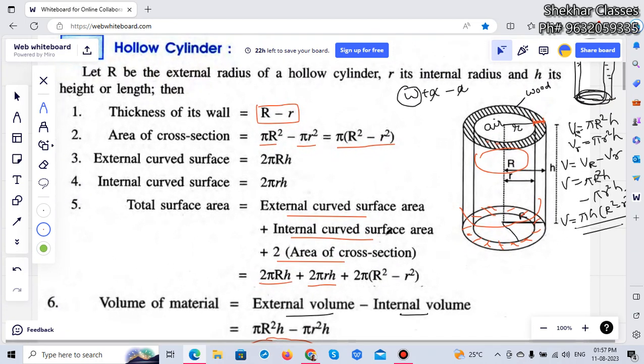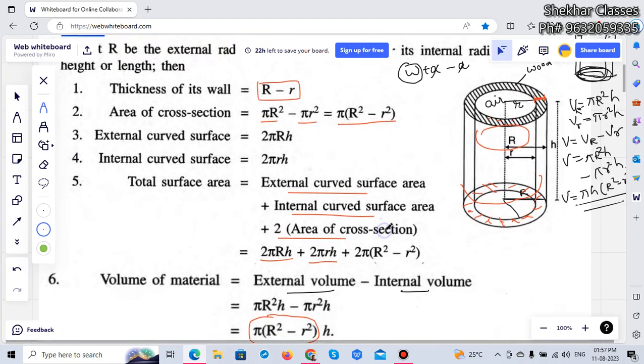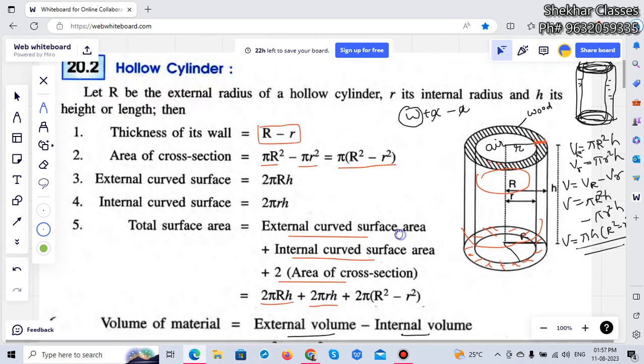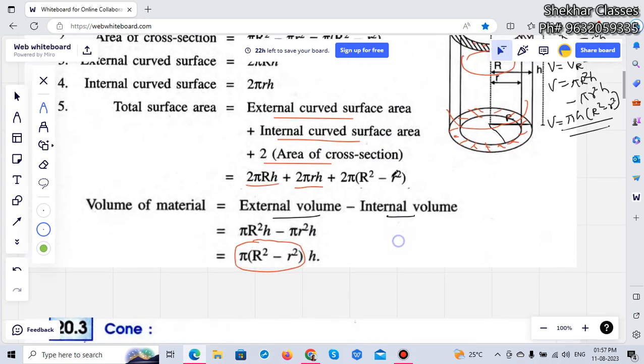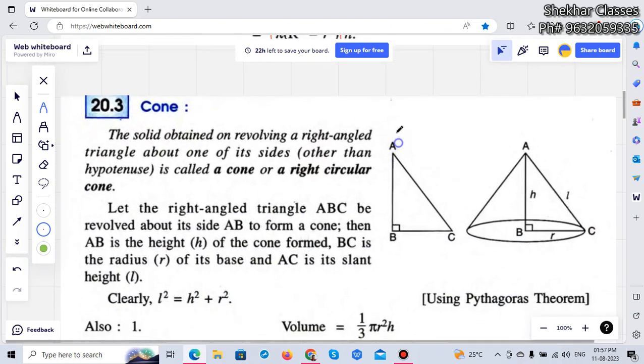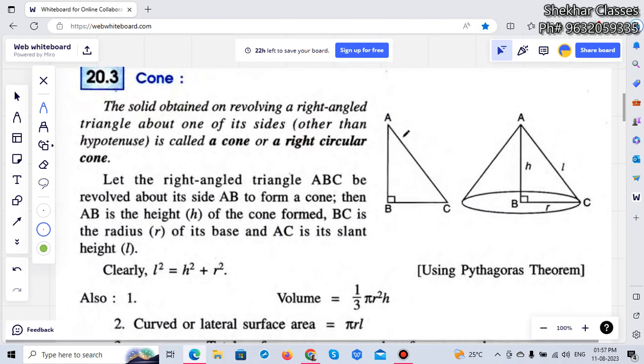You don't use a formula as such, but remember how it has to be found out, and if you keep on using the understanding part, you will never have any problem in solving questions. Otherwise, memorizing and applying the formula is a difficult task.